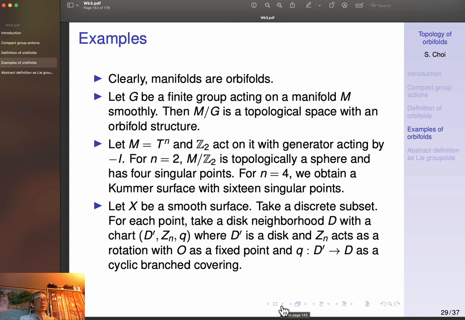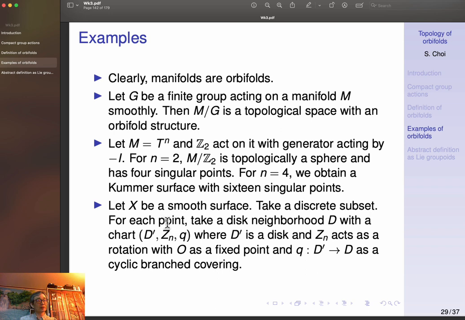Let X be a smooth surface and take a discrete subset. For each point, take a disk D with the chart D' and G_n, Q, where D' is a disk and G_n acts as a rotation with 0 as a fixed point, and Q from D' to D is a cyclic branched covering. From this surface, for this point, you remove all the atlas charts containing this point, but you introduce this chart. Then this becomes an orbifold atlas. So this will give you an orbifold structure.